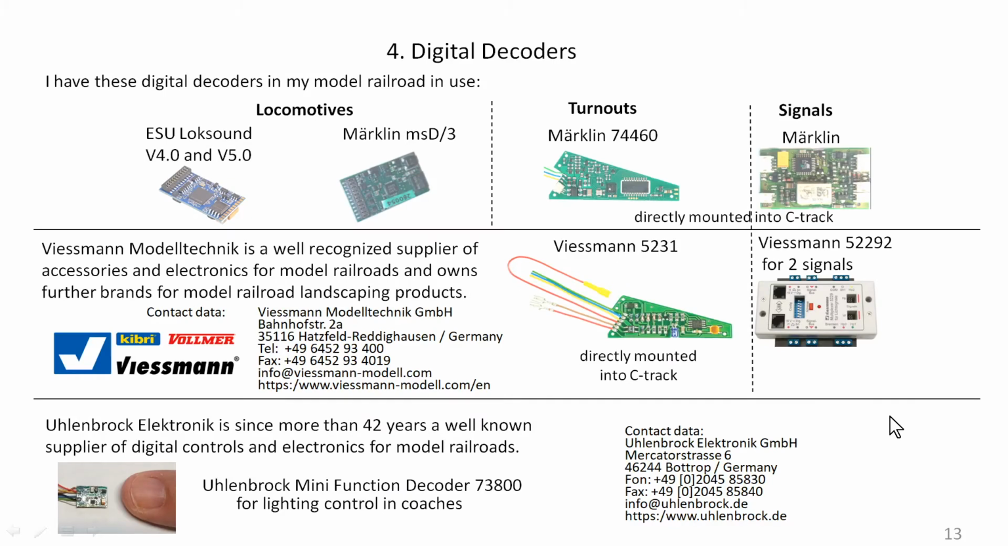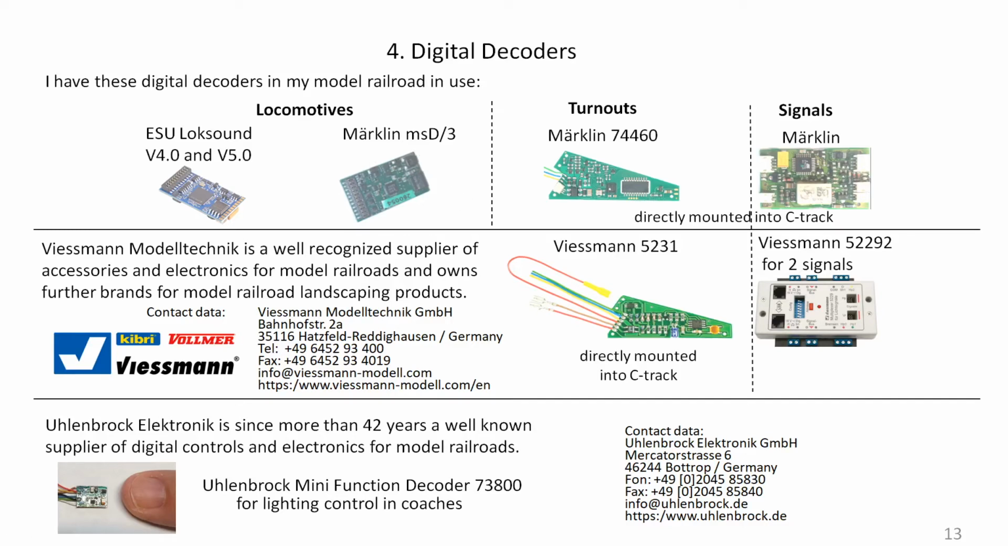These are photos of the decoders I use. As I said, I have around 44 trains, locomotives, and around 40 are equipped with ESU decoders in versions 4.0 or 5.0. They're all sound decoders, so you can install the specific locomotive sound on them with another software on a PC. And the Märklin mSD/3 is also a sound decoder, which I have in my 2 Big Boys.